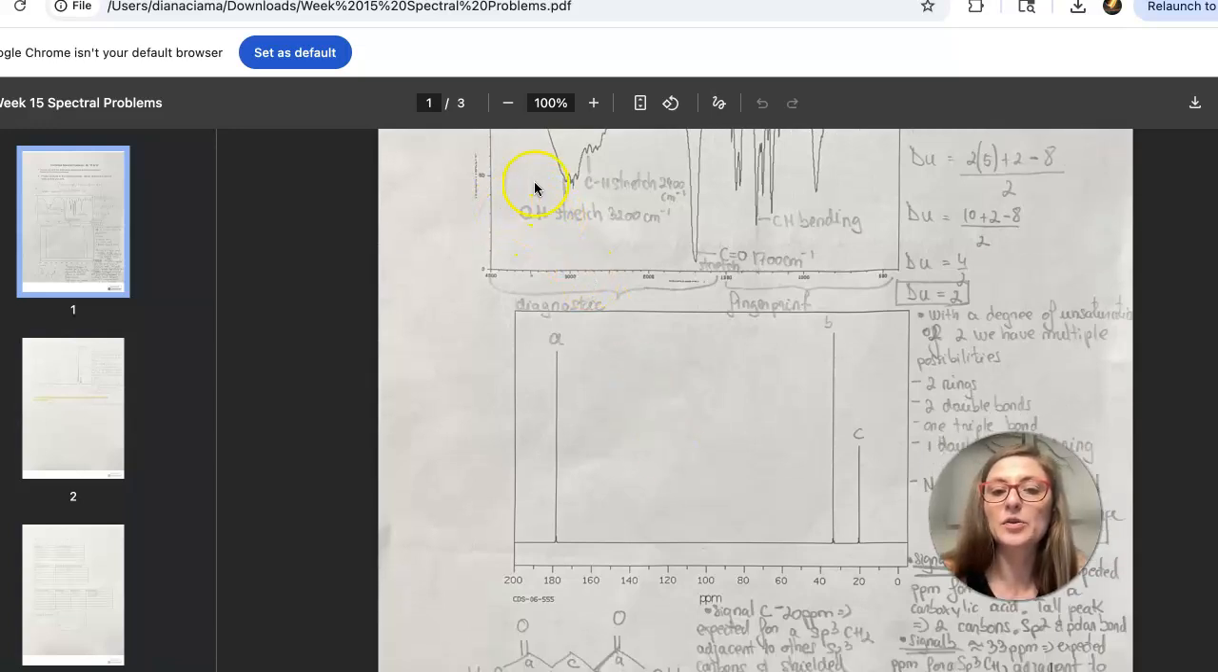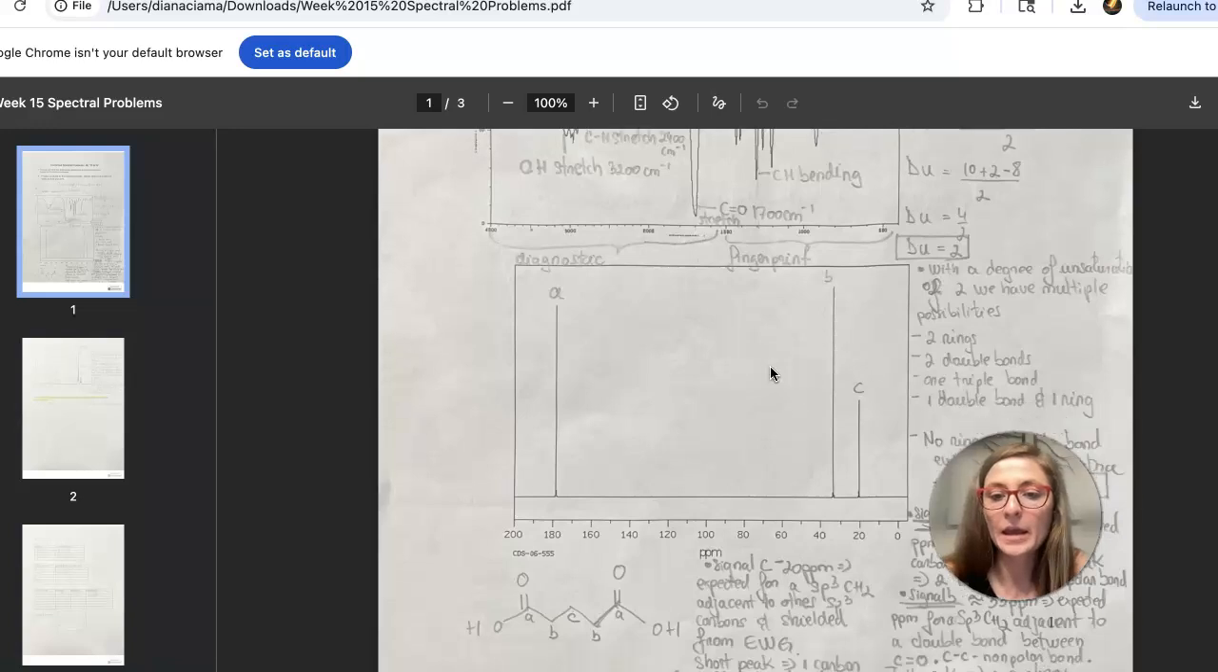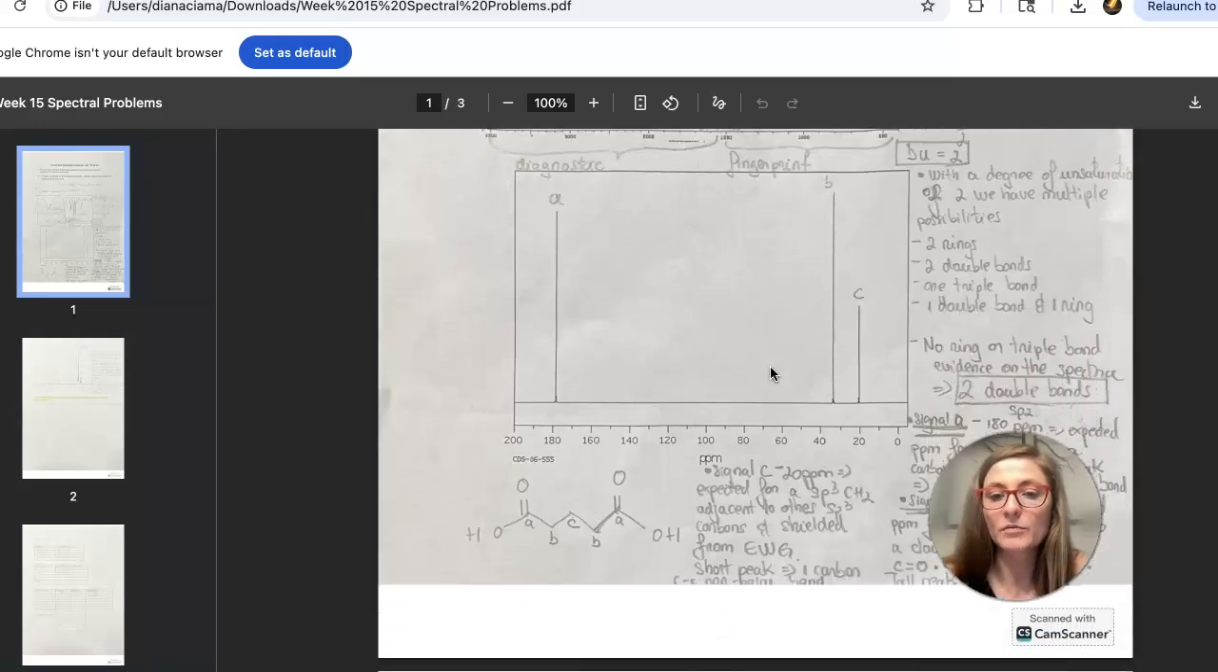Between seeing the OH stretch at 3200 cm⁻¹ and the C=O, knowing that I have a degree of unsaturation of 2, I'm starting to think that these are most likely 2 carboxylic acids. And in order to reinforce my suspicion, I moved on to the carbon-13 spectrum. I'm seeing that my total number of 5 carbons only generated 3 signals.